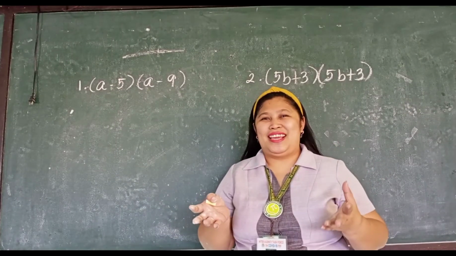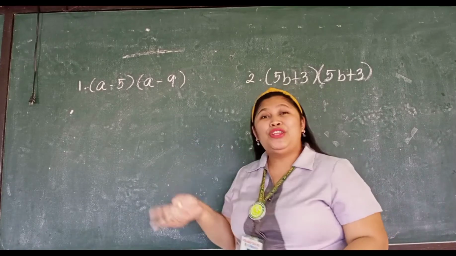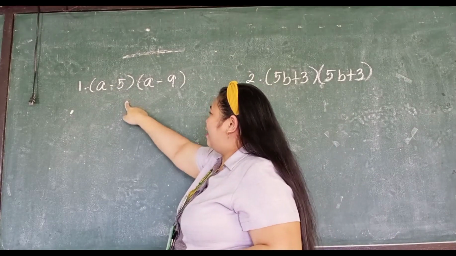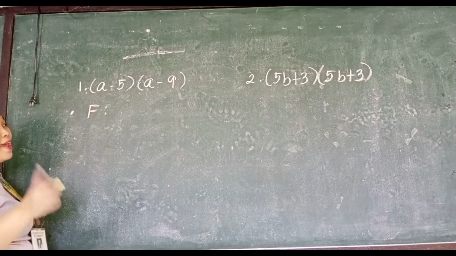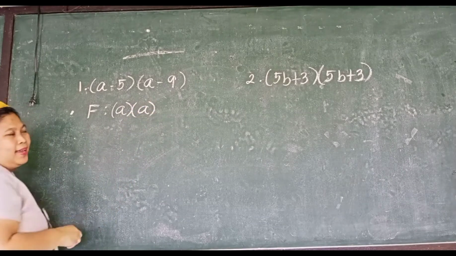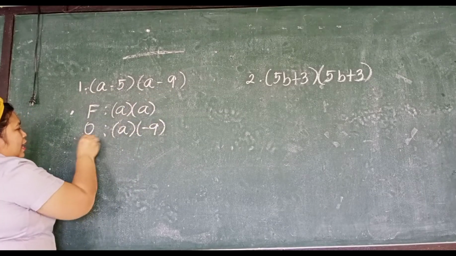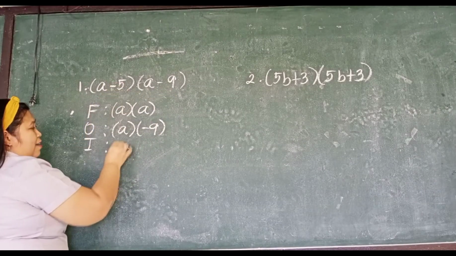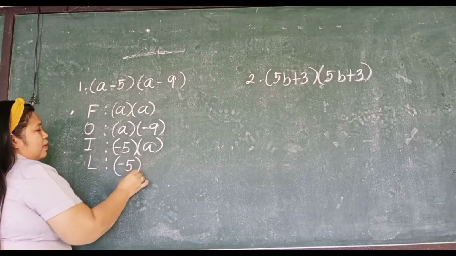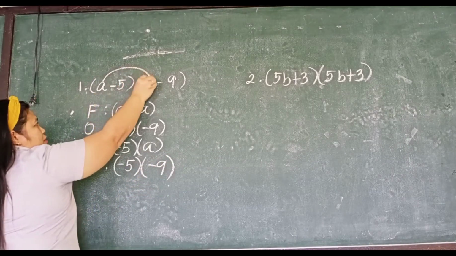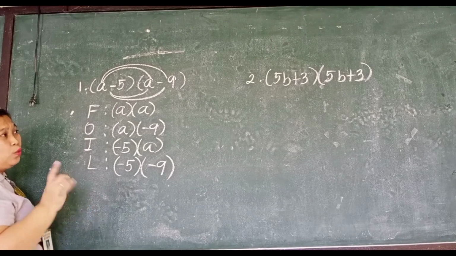Okay class, for better understanding of multiplying two binomials using the FOIL method, let us have another example. For example, we have a minus 5 times a minus 9. Determine first the first terms. The first terms here are a times a. The outer terms are a times negative 9. The inner terms here are negative 5 times positive a. Then the last terms are negative 5 times negative 9. So you have the first terms, the outer terms, the inner terms, and the last terms. Then multiply them one by one.